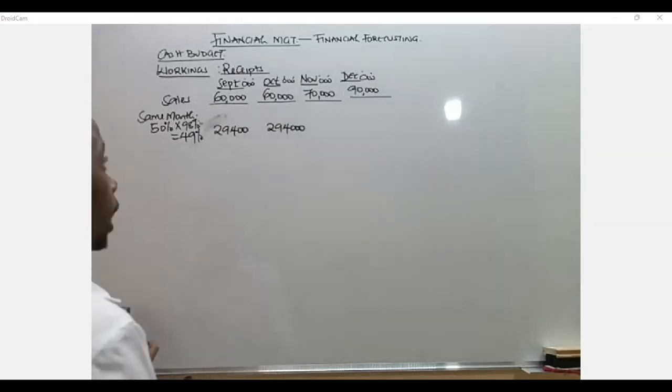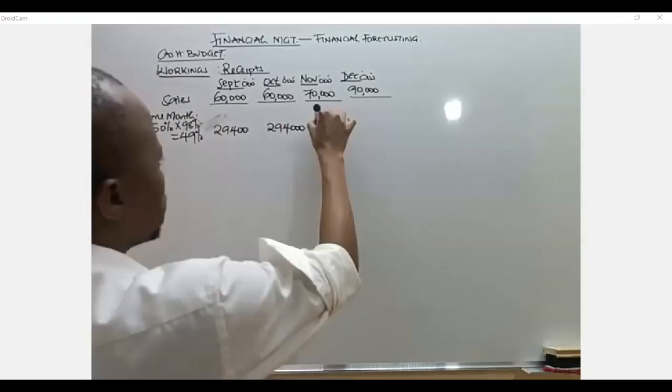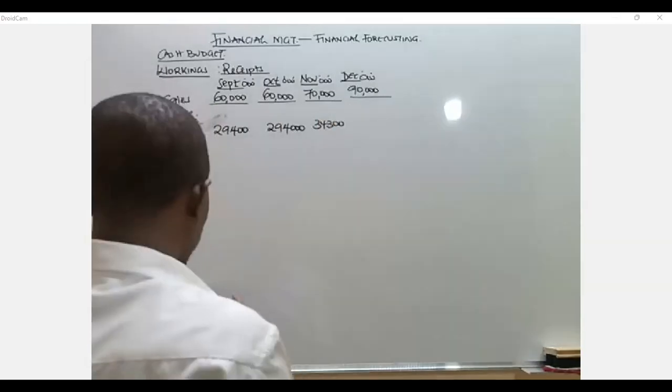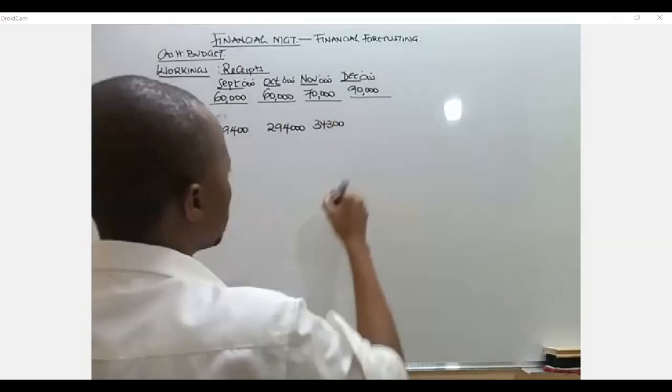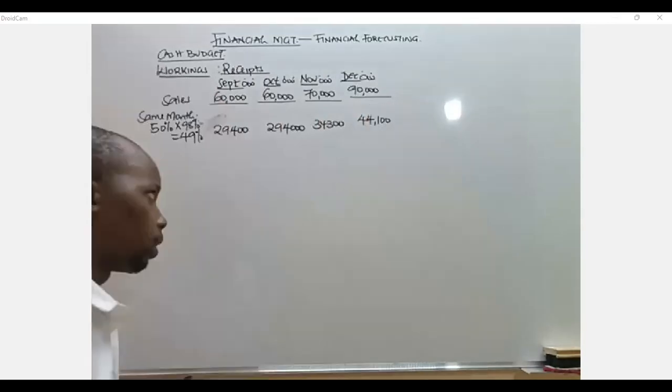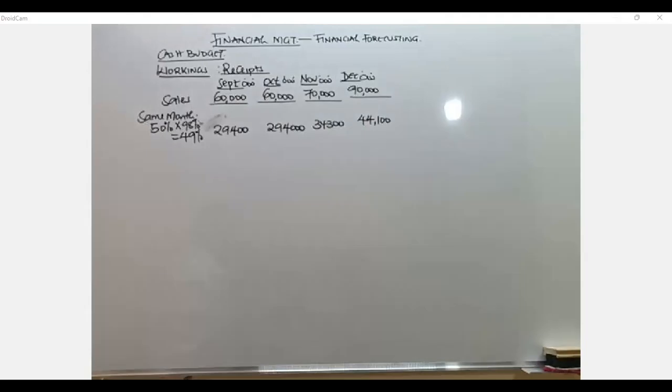0.49 times 70,000, I'll be able to get 34,300. And then the last one is 90,000. We are getting 44,100. We are also being told in the same information that the remaining debtors are expected to pay by the beginning of the following month.